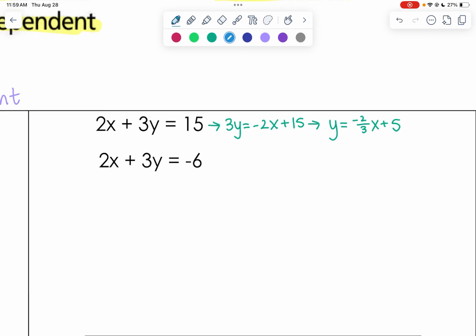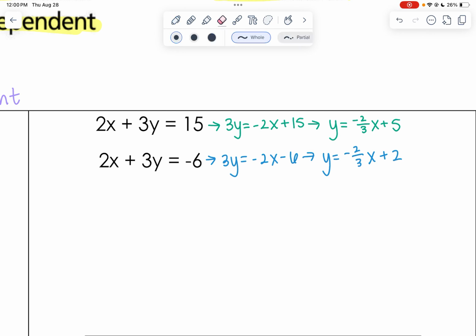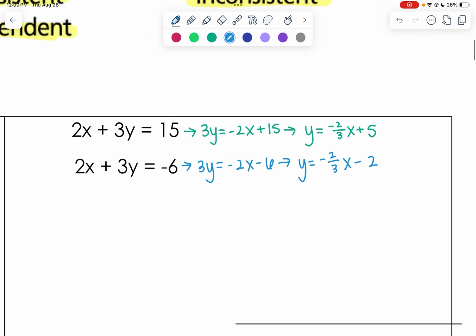And now I'm going to do the same thing for the other one. So I would subtract 2x again. So I get 3y equals negative 2x minus 6. Divide by 3. And now I have y equals negative 2/3 x, and then negative 6 divided by 3 is positive 2. Or negative 2. I wrote it down wrong, because negative 6 divided by positive 3. My bad. So negative 2.